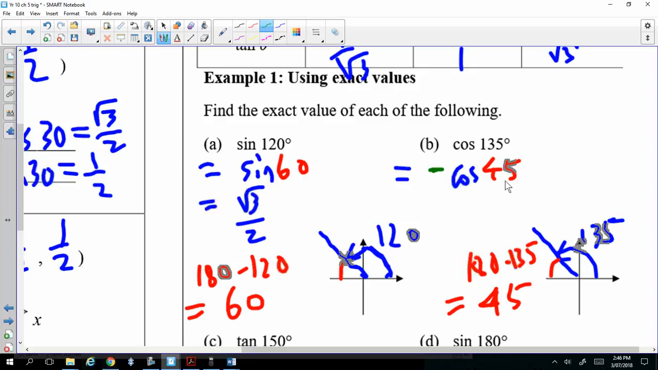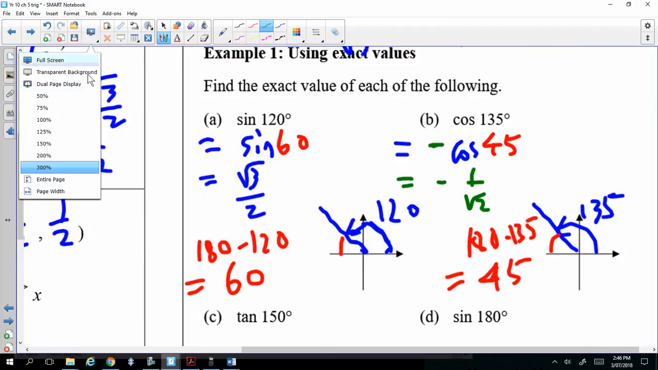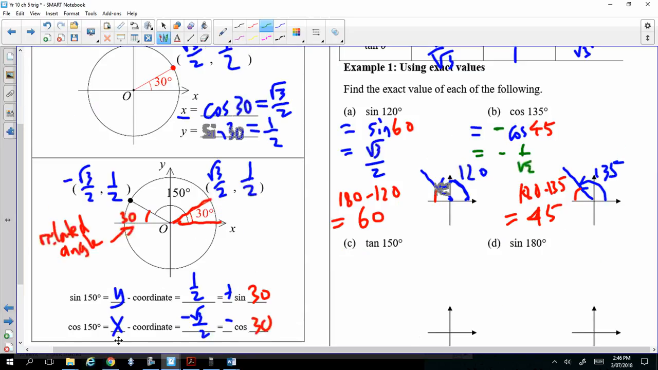Now, why is it negative? Let's repeat again. Remember, in the second quadrant, the x value is negative. That's why it's negative. See? Cos is x. When it's obtuse, it's going to be negative. Now, sine is still positive because it's the y value. Okay, remember, cos is x, sine is y. How about the next two?